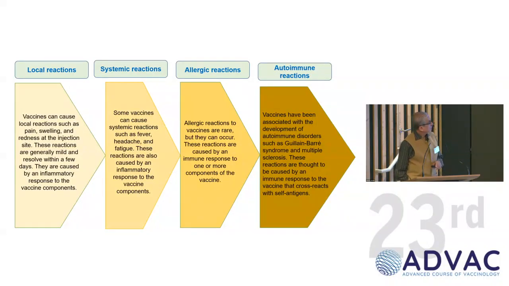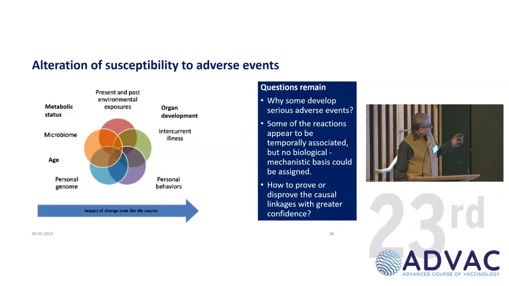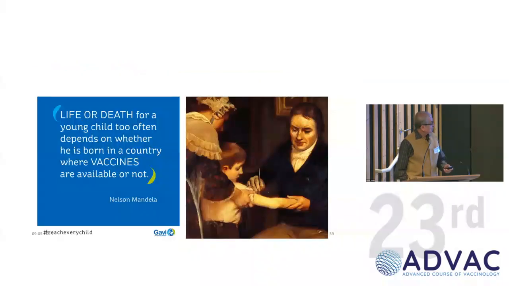So to summarize, the AEFIs are because of local reactions and systemic reactions. These are all immune mediated. Allergic reaction is extremely uncommon. Autoimmune reactions, as I said, do occur. There is molecular mimicry, there is genetic susceptibility, and occasionally vaccines may get contaminated. Overall, as I've been hearing since morning, several factors matter: personal genome, age, microbiome, metabolic state, present and past exposures, organ development, personal behaviors and intercurrent illness, but questions still remain. Thank you very much.